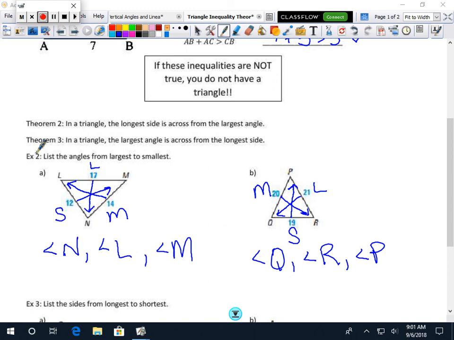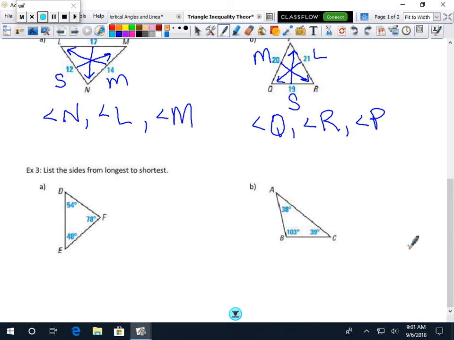So example 2 was using theorem 2. Let's use theorem 3, the reverse of that. Looking at example 3 here, list the sides from longest to shortest. I have all three angles here. My largest angle would be 78, which is angle F. My medium angle is 54, which is angle D. And my smallest angle is 48, which is angle E.